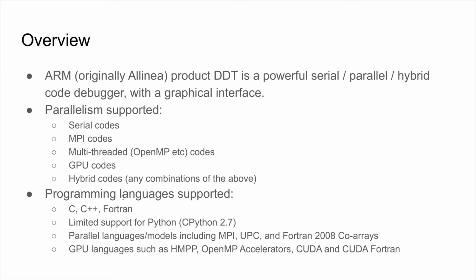In terms of programming languages, this is primarily HPC-type debugging: C, C++, and Fortran, including all the most recent flavors and versions. It has very limited support for Python, basically CPython 2.7, so it's not too useful for Python users. In terms of parallel models, it's MPI, but also UPC, Unified Parallel C, and parallel features of modern Fortran, like co-arrays. In GPU languages, it's not just CUDA, but also CUDA Fortran, OpenMP accelerators, and HMPP. Interestingly, OpenACC doesn't seem to be included in the list, but I think CUDA would probably be the most frequently used for GPU debugging.